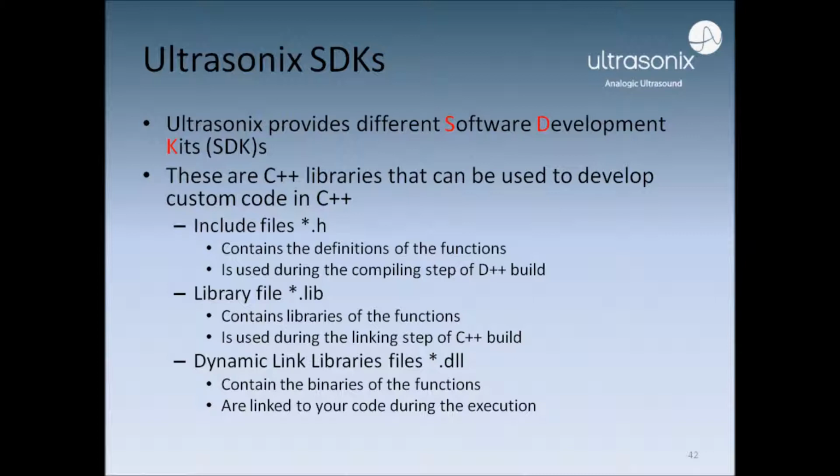The SDKs also come with dynamic link library files, or .dll files. These files contain the actual binaries of the SDK functions, which means they contain the code that the CPU can execute for each function. These files are not needed during the build process, but when you want to execute your program, the executables should have access to these DLL files. All the DLL files are inside a bin folder under the root of the SDK package.